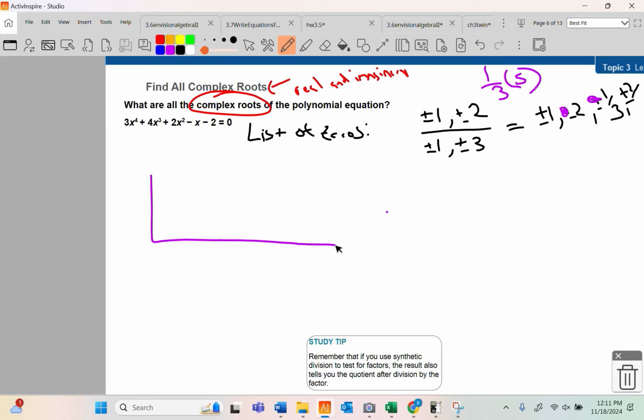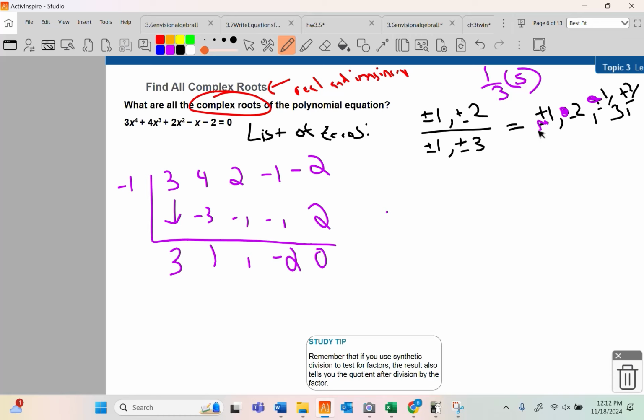I need another guess. I got 6 more choices. -1. Drop. That's a 3. We multiply. That's a -3. We add. That's a 1. We multiply. That's a -1. We add. That's a 1. We multiply. That's a -1. We add. That's a -2. We multiply. That's a 2. And we get a 0. Cool.